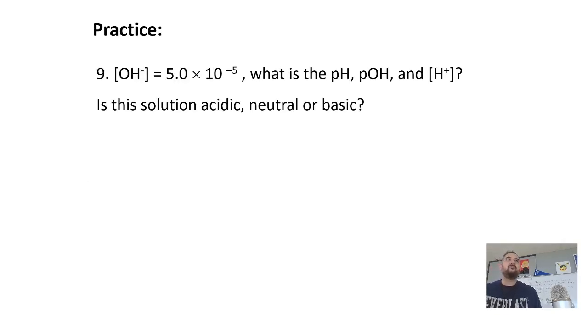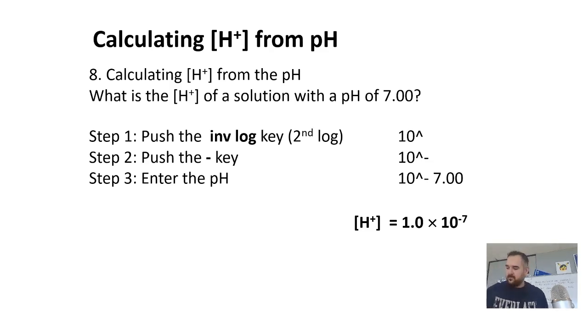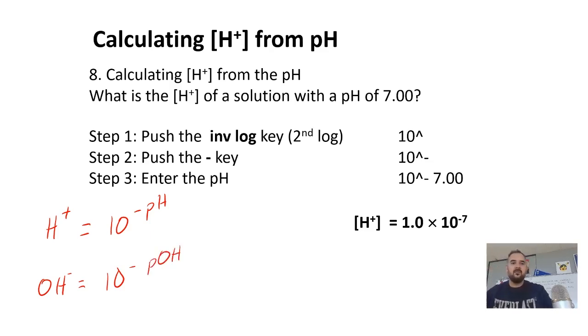And the formula is just going to be, so to calculate H plus, I'm going to write it over here. To calculate H plus, that's going to be equal to 10 to the power of negative pH. And then to calculate your OH minus, what's it going to be? 10 to the power of what? Negative pOH. So go ahead and write those down. These two will not be given to you on the formula sheet.